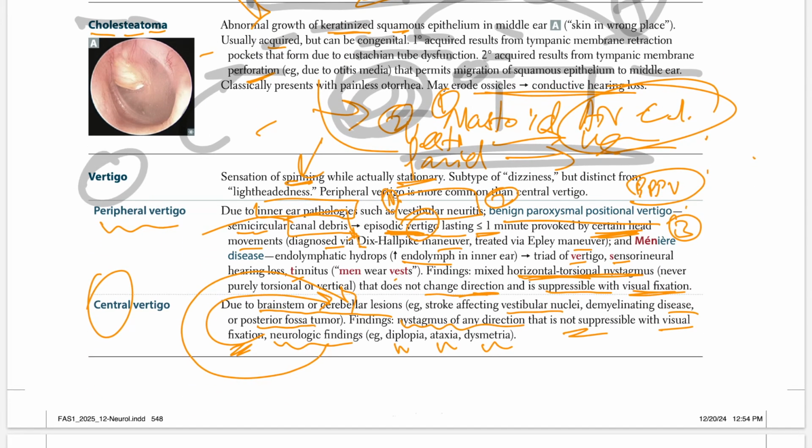Then vertigo is all about spinning, right? Spinning when you're still stationary. It's a subtype of dizziness, but distinct from lightheadedness. Peripheral is more common than central. And what are the causes for peripheral? Inner ear pathologies, for example, vestibular neuritis.